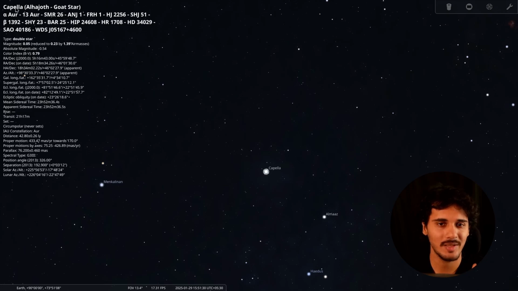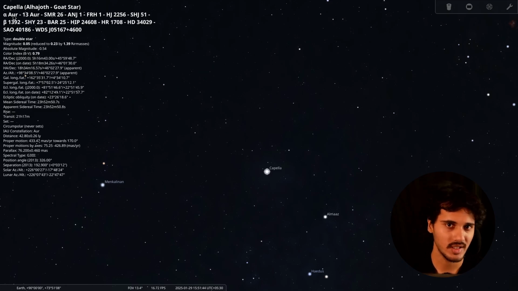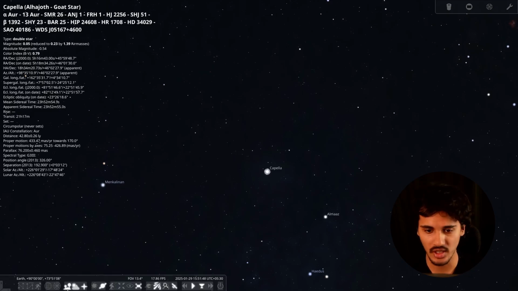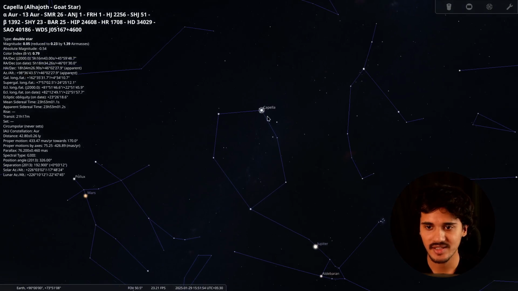So let's begin with Capella, which is the English name, and then there is some Arabic name, which is Al Hajot. And there are also names like goat star, dog star and so on. Alpha means, alpha is the first letter in the Greek alphabet, right? So alpha is the brightest star in Auriga. So if I turn on the, yeah, this is Auriga, and this is the brightest star in Auriga.